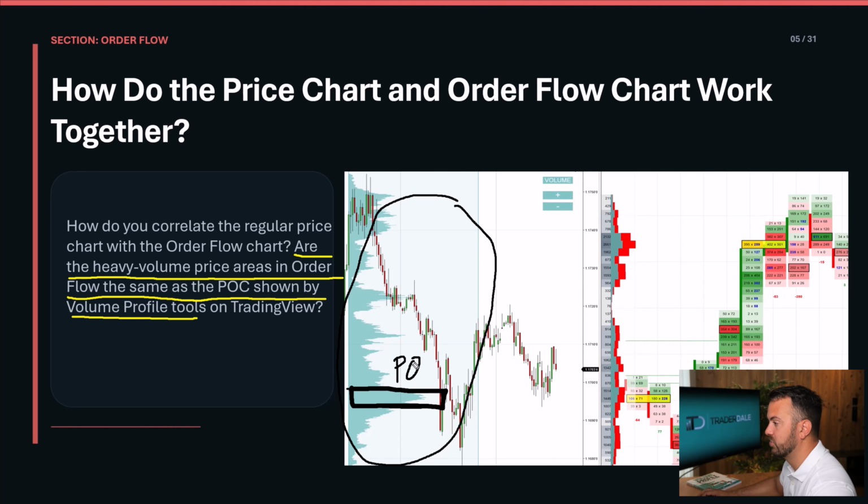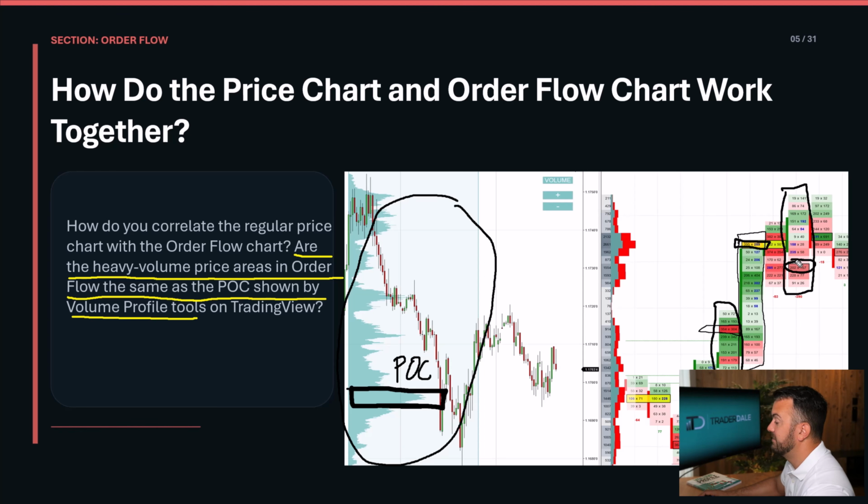This is the point of control of this specific volume profile. But the footprints, they have the point of control. Every footprint has its own high volume node, or in other words, you can call it point of control as well. See, those are the heavy volume zones in the brackets.